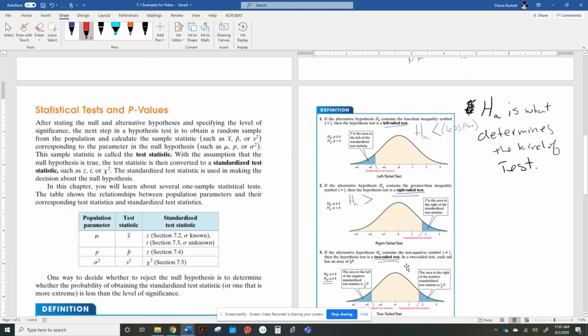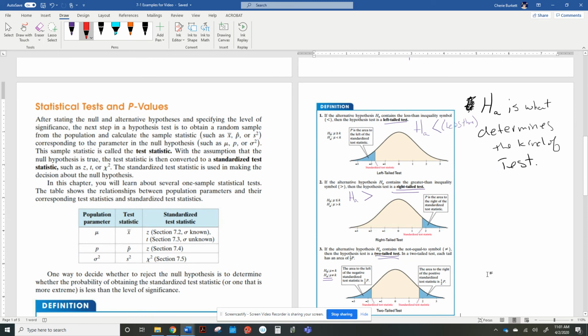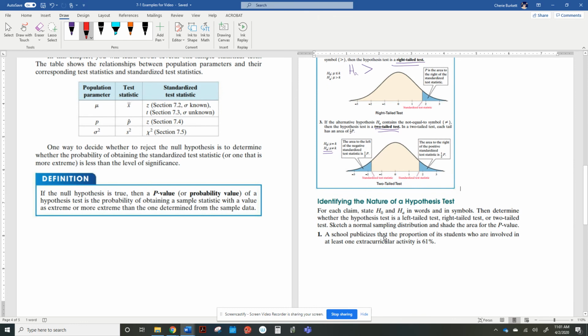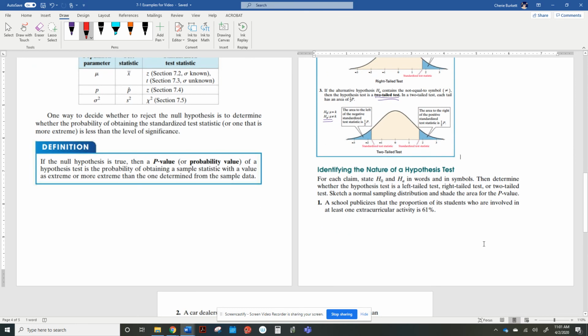Then you draw the picture. You find your z-score or your t-score depending on what kind of test you're doing, and then you come up with the conclusion, and then you write your statement. So that's kind of all the parts. But again, we'll get to that. Okay, I'm going to go ahead and stop.